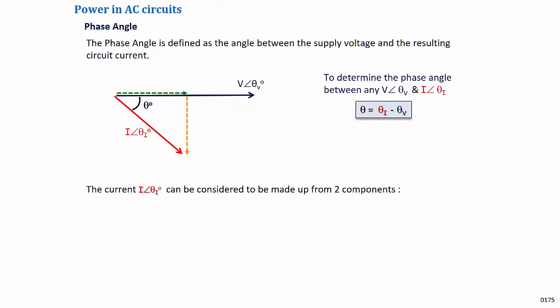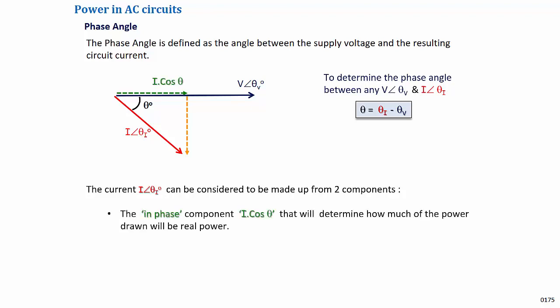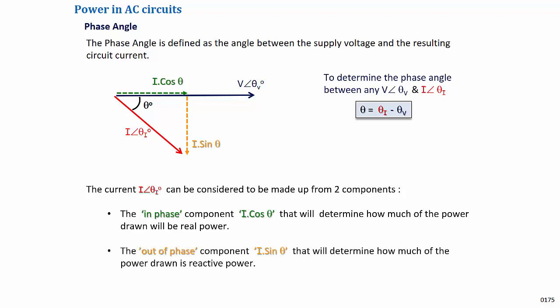The current I angle theta I degrees can be considered to be made up from 2 components. The in-phase component, I times cosine theta, that will determine how much of the power drawn will be real power, and the out-of-phase component, I times sine theta, that will determine how much of the power drawn is reactive power.